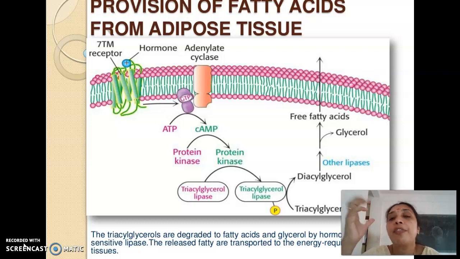So how is the beta oxidation of fatty acids regulated? How is it made under control? Because if you're not in need of energy, then there is no requirement of fatty acid oxidation, right? But if you are in need of increased energy, then immediately the fatty acid should come and be ready for carrying out the beta oxidative pathway.